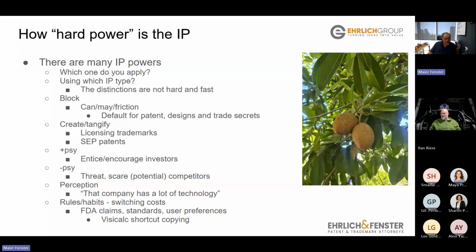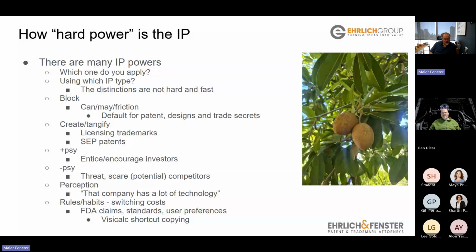Sometimes what we're doing is controlling the rules and the habits. And the classic example in my mind is VisiCalc. VisiCalc was a spreadsheet, the first spreadsheet, and it was very difficult to learn how to use it because people didn't have graphical interfaces and so on. You did everything using keyboard shortcuts, Control Shift 7 or E or something like that.